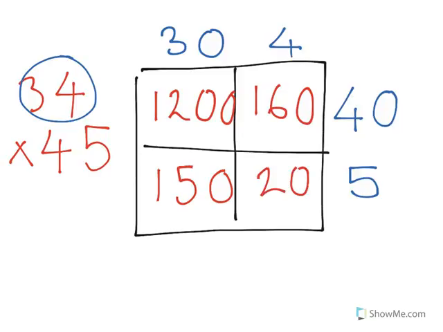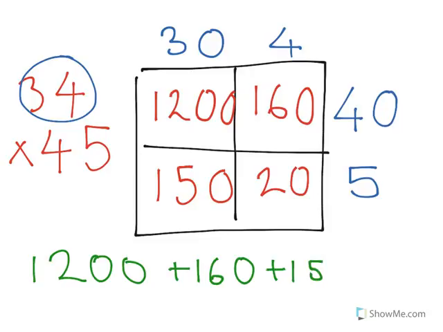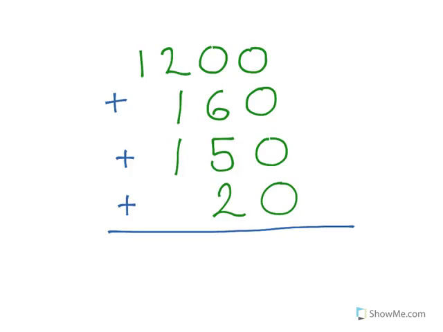Now what I need to do is add all 4 of these numbers, starting with the largest, 1200. We can go plus 160, plus 150, and adding in our 20 at the end. I'll put this into a vertical formula for us. Here I've got the 1200 plus 160 plus 150 plus the 20. Let's work our way down.